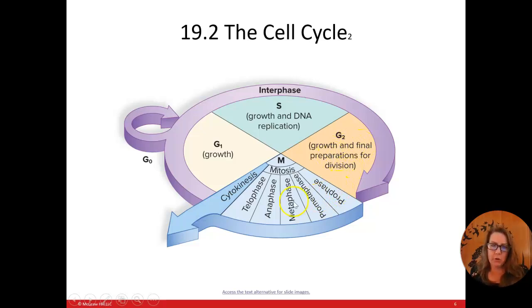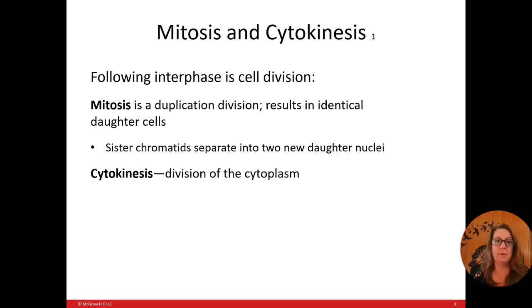Then the cell is going to go through the actual cell division process, which generally speaking, we will refer to as the M phase. And the M phase is going to include the subphases prophase, prometaphase, metaphase, anaphase, telophase, and then finally this last part, cytokinesis: cyto means cell and kinesis means divide. Now we have essentially two cells. So we need to talk about that process. Okay, so mitosis and cytokinesis.